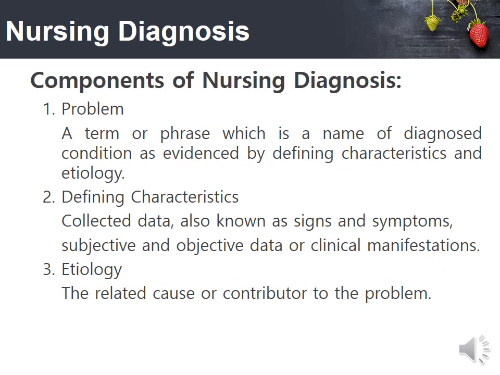Components of nursing diagnosis. Number 1, problem, defining characteristic, and etiology. The clue of the problem is, this is a term or phrase, and the clue is "evidence by". Defining characteristic and etiology. While defining characteristics, the clues are sign and symptom. Etiology is the causes or why the problem happened.